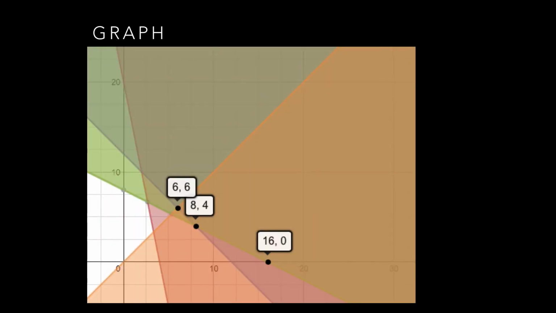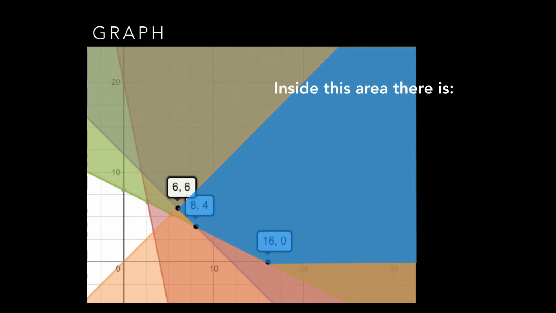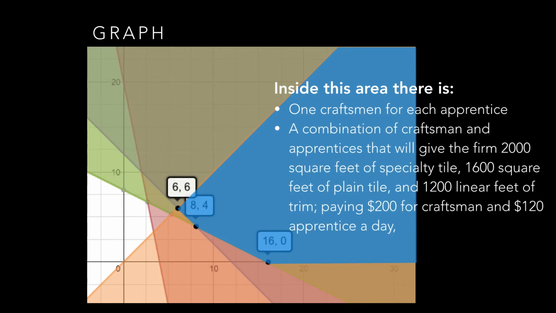Here is the graph. And the feasible region. Inside this area, there is one craftsman for each apprentice, and a combination of craftsman and apprentice that will give the firm 2,000 square feet of specialty tile, 1,600 square feet of plain tile, and 1,200 linear feet of trim, paying $200 for a craftsman and $120 for apprentice a day.